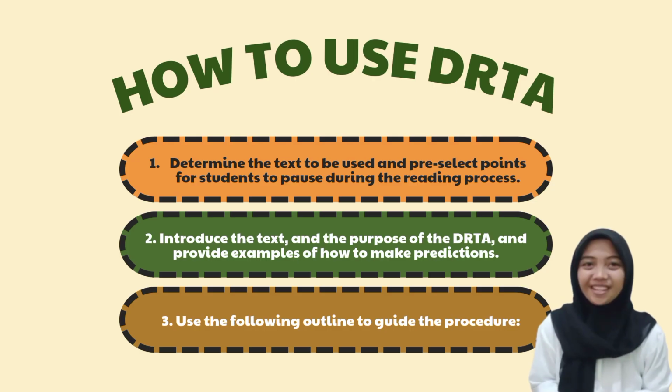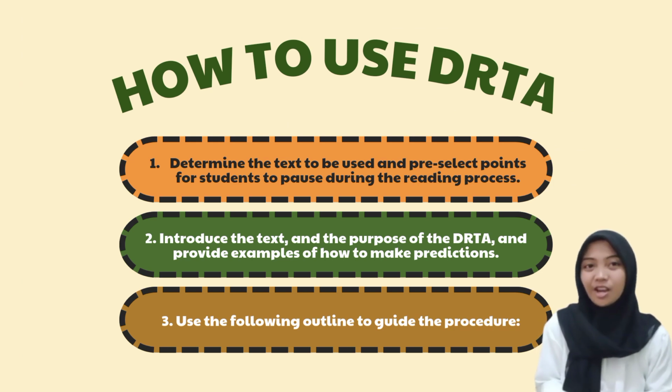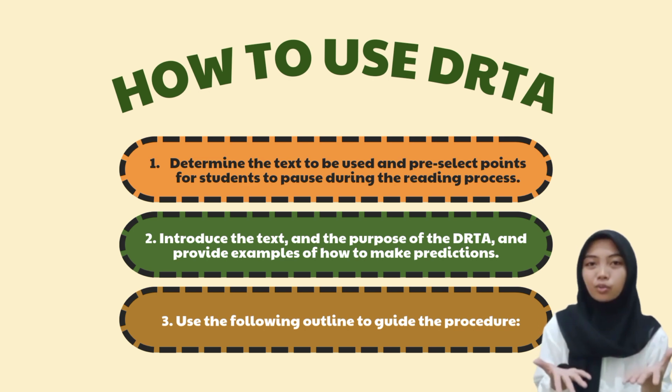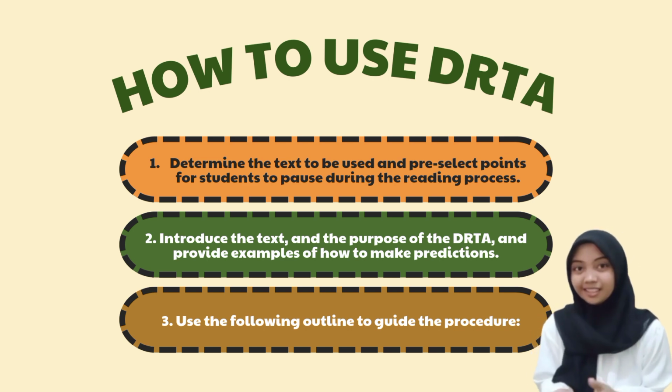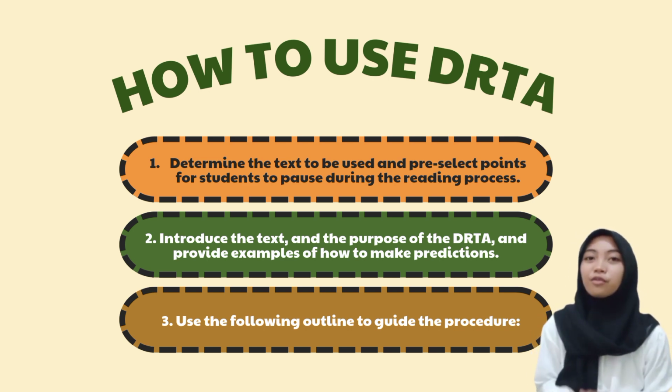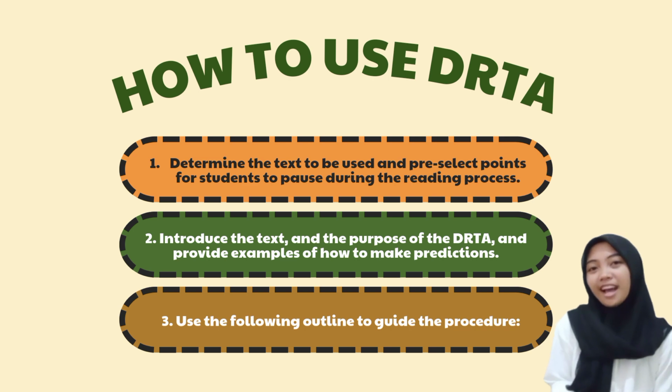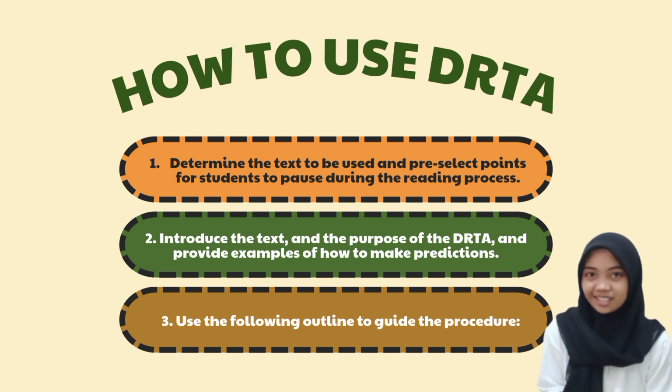At this point, we'll talk about how to use the Directed Reading Thinking Activity, known as DRTA. The first is to choose the text to be used and decide in advance where students will pause while reading. As a result, the teacher chooses the type of text that the class will read and instructs them to pause reading at certain points so that they can make their initial predictions.